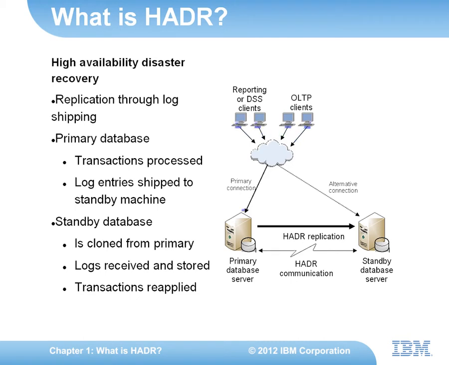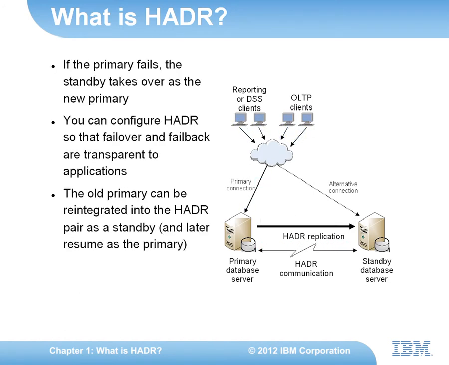We can see in the animation that the clients are sending transactions to the primary. In turn, the primary is sending logs in real time to the standby to keep it in sync. We can also see that the primary and standby keep tabs on each other, or ensure that the other member of the HADR pair is still healthy by exchanging heartbeats. With HADR, if the primary fails, the standby takes over as the new primary.